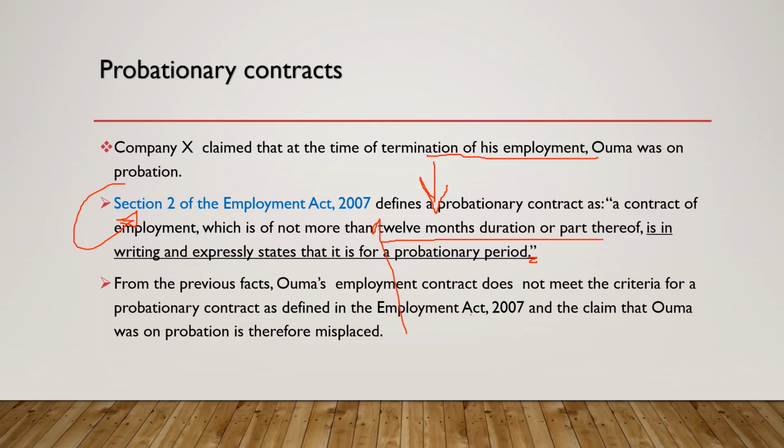Remember, for Ouma, there was no written contract, and the period was even more than what the definition of a probationary contract provides. Now, you can already tell that the claim that Ouma was working on probation is a misplaced claim as far as Section 2 of the Employment Act of Kenya is concerned.